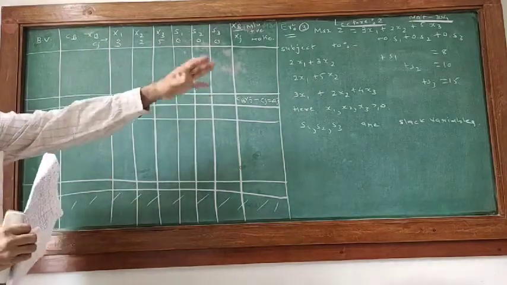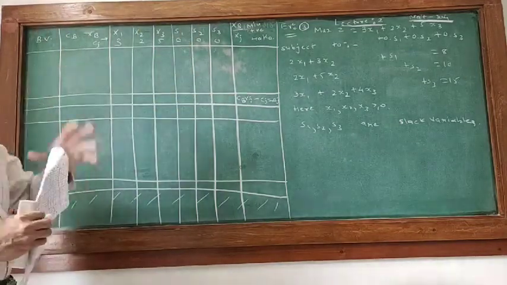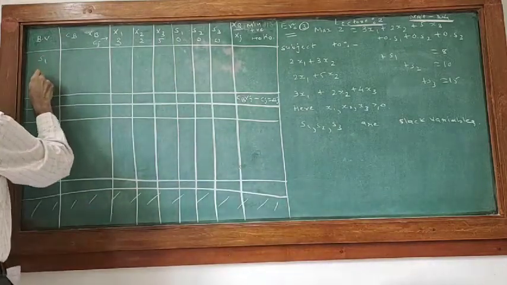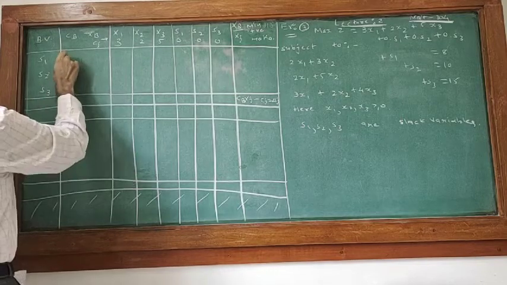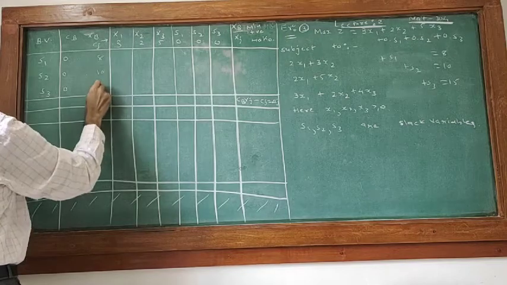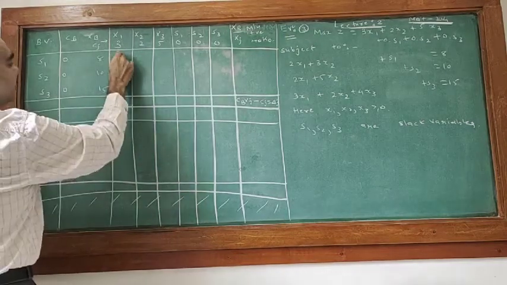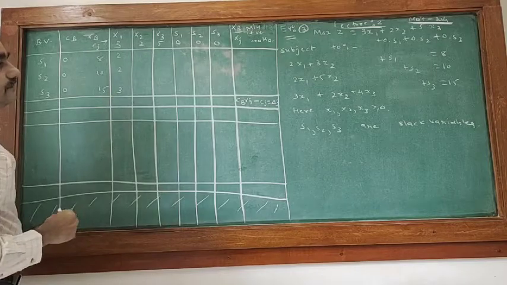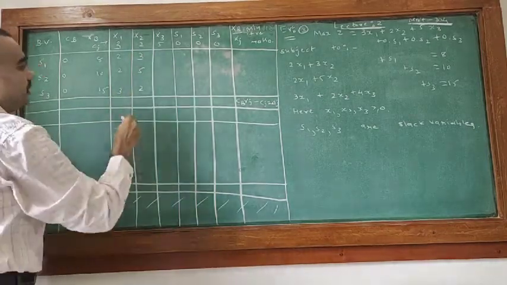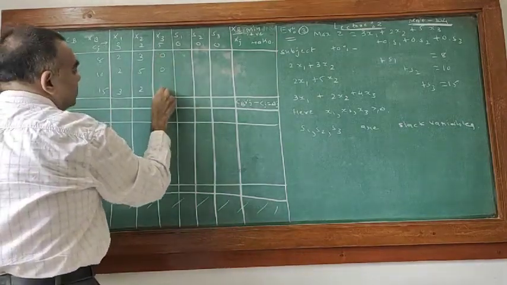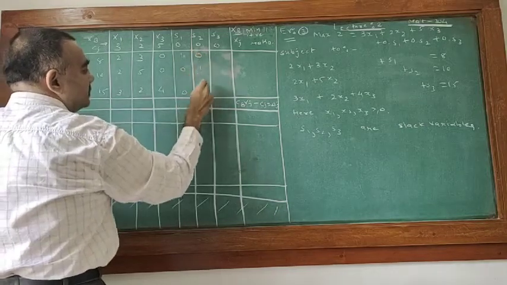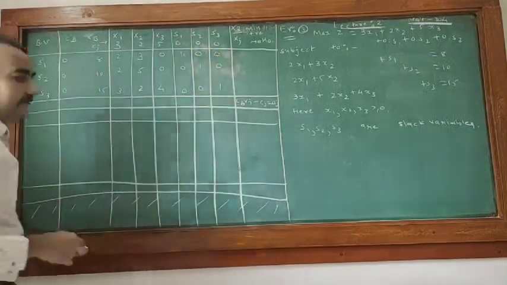Now I want to fill all this information into the table. So s1, s2, s3 are basic variables. The cost coefficients are 0, and the values 8, 10, 15, then 2, 2, 3, 3, 5, 2, 0, 0, 4, 1, 0, 0, 0, 1, 0 and 0, 0, 1.